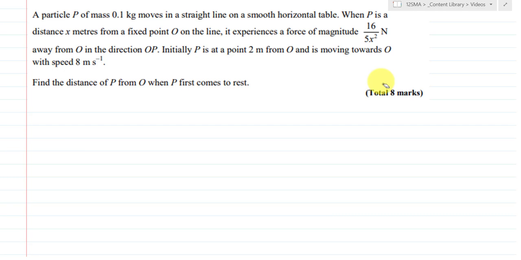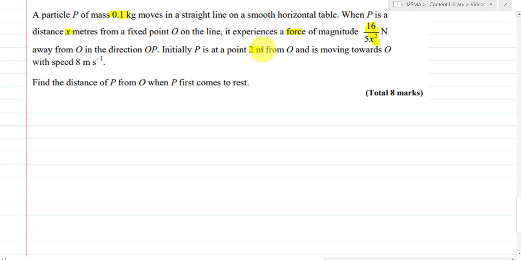We're looking at a final example in this video series and in this topic, and we're looking here at variable forces under force systems, so we have a variable acceleration, not a constant acceleration that we're used to. So we have a particle, which is quite a large particle if it's got that mass, moving in a straight line on a smooth horizontal table. P is the distance x meters, and it has an overall force of 16 over 5x squared newtons away from O in the direction OP.